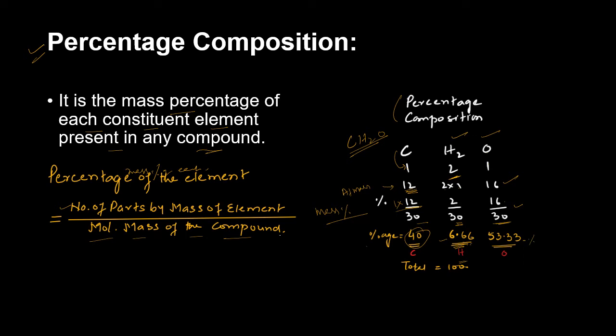So this is the percentage of individual atoms, known as percentage composition of each atom, and when we add up these, it will come 100. That is the percentage.